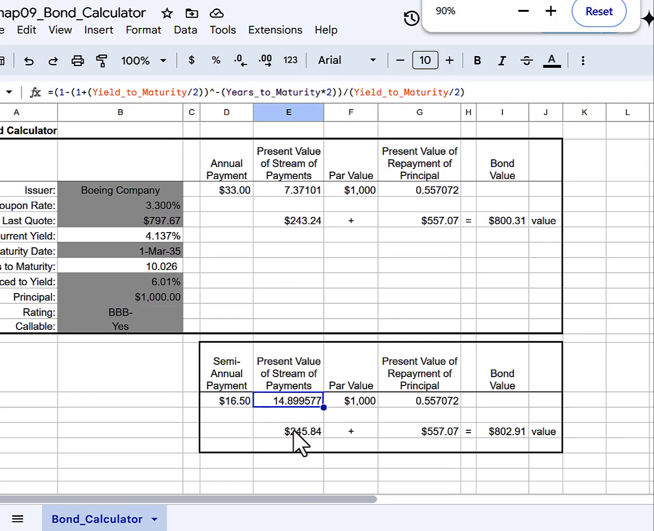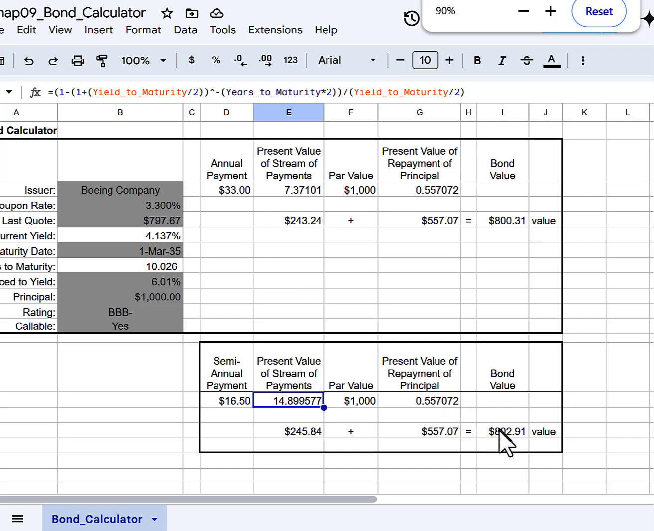It says, you know what? If you get semi-annual payments, which is what most bonds pay, they'll pay us instead of $33 once a year, $16.50 twice a year. Then you actually believe that the price is almost $803, which makes sense. It's selling for about $898.